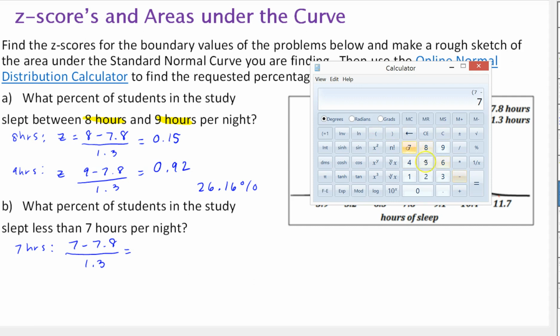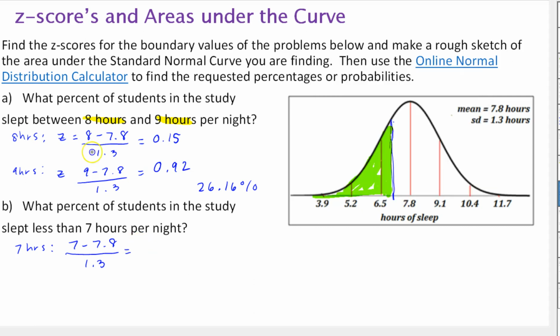7 minus 7.8, negative 0.8, and then divide by 1.3, and we get negative 0.62 when we round it. So we want the area, we could say to the left of, I think the calculator says below, so below negative 0.62. Okay, so let's go to the calculator.